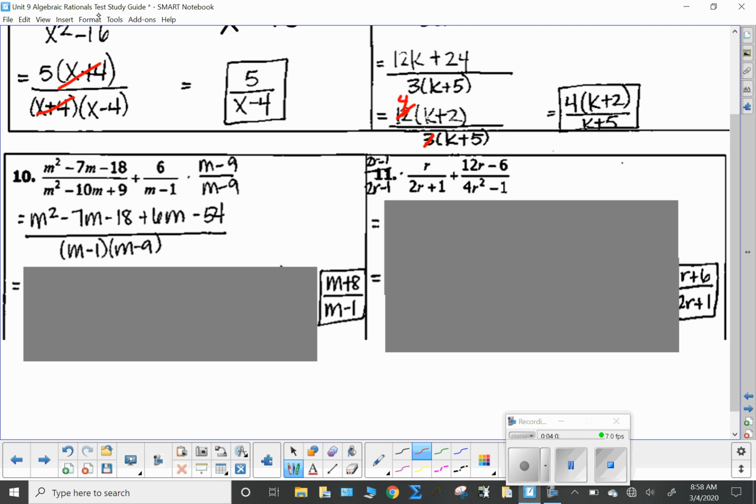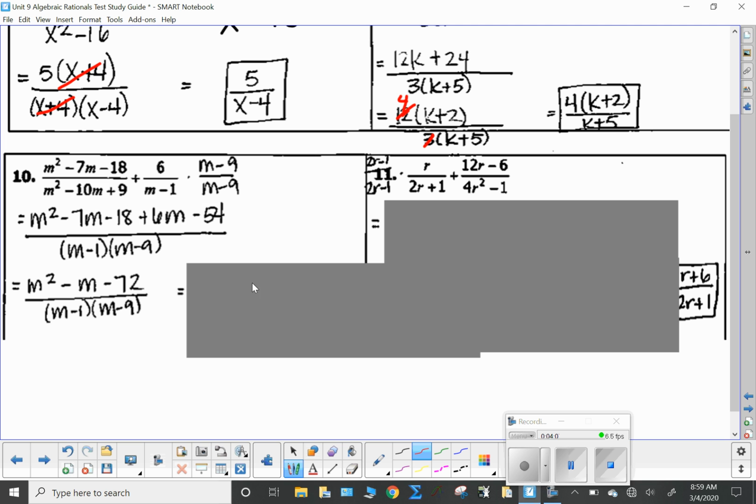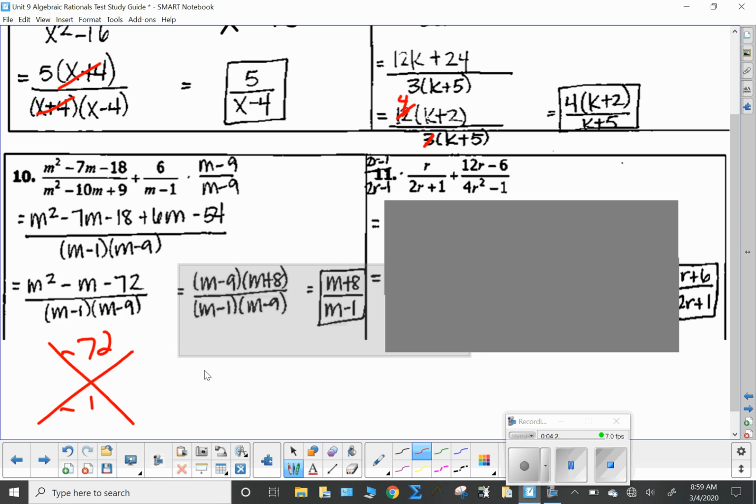So I combine my like terms in the numerator: m squared minus m minus 72. So I'm going to look for factors of negative 72 that will add up to negative 1. And of course, that's going to be negative 9 and 8. So I do the m minus 9, the m plus 8. The m minus 9's cancel, and that leaves me with m plus 8 over m minus 1.